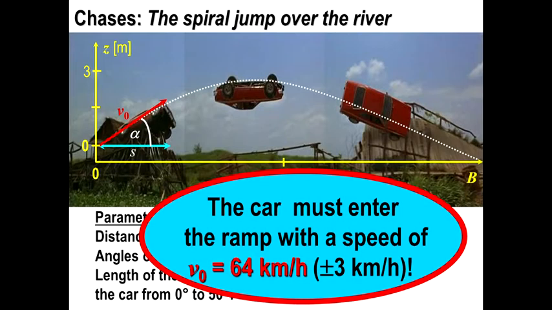So the stuntman was fixed in the car completely by belts, completely fixed, so that he can't move. He could just reach the steering wheel a little bit. And with this fixation and this special car, it worked. So you see, there is a lot of physics in this, and this is quantitatively described in the book.